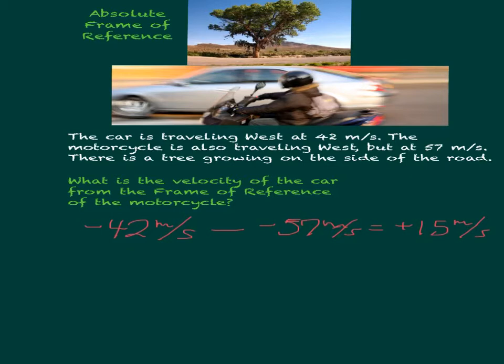The difference is positive 15. This means that for the motorcycle, the car is traveling to the right in the positive direction at a rate of 15 meters per second, seemingly going backwards.